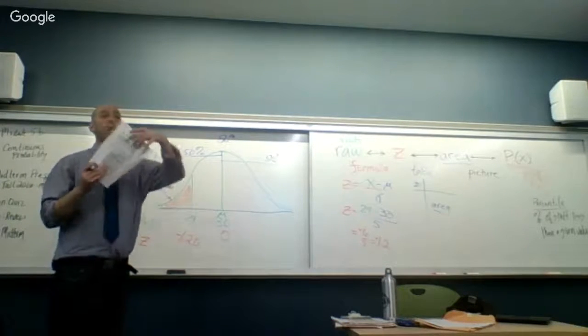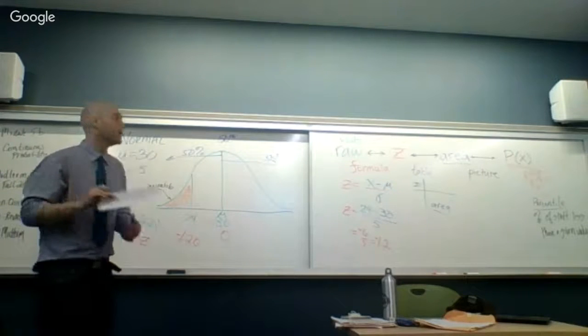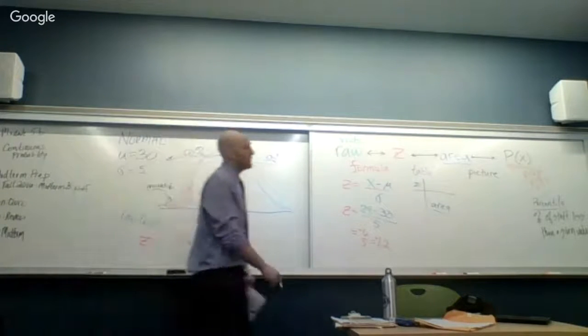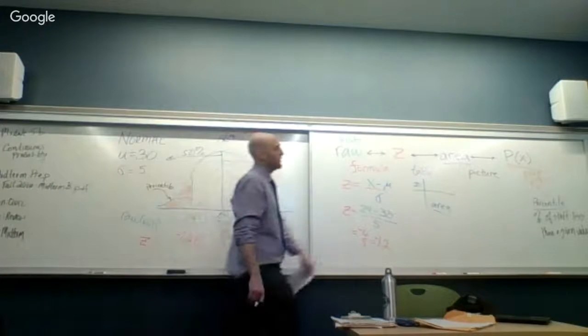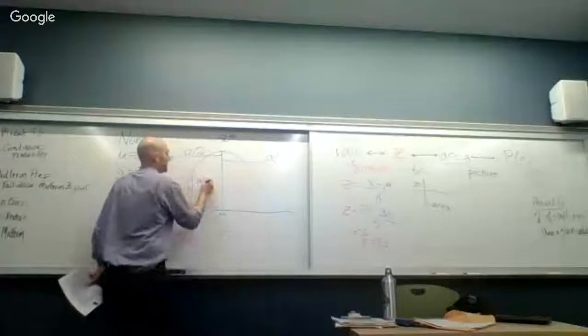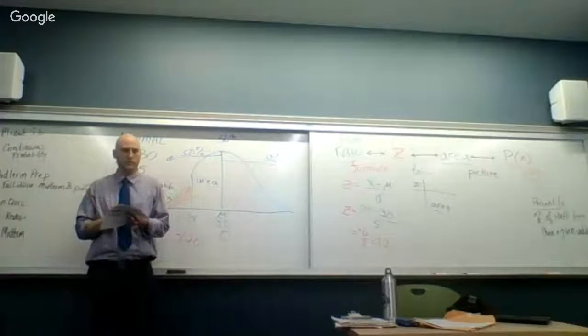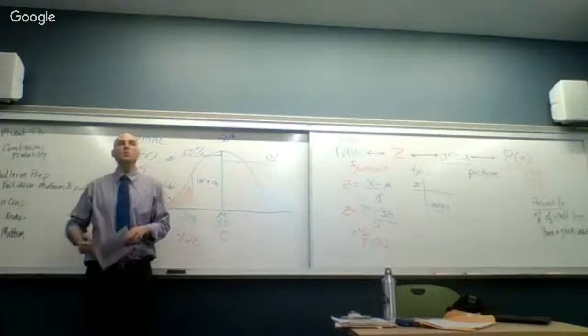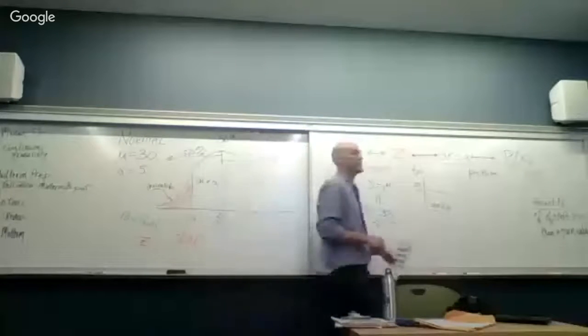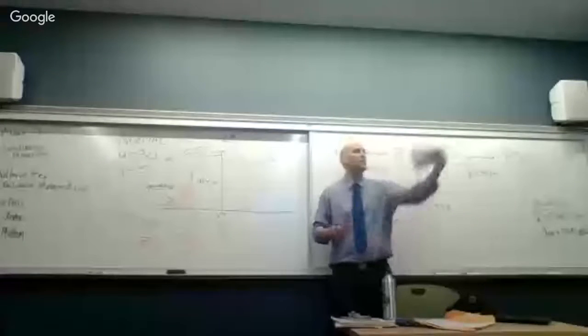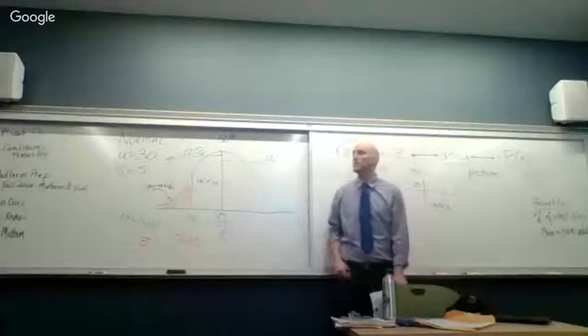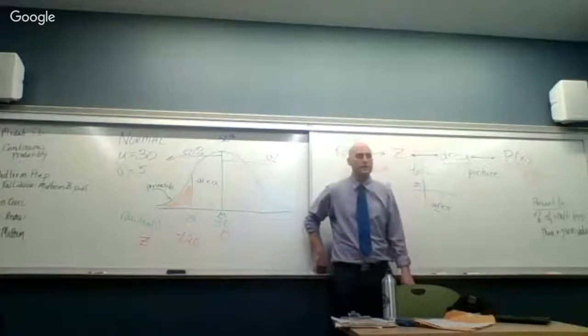Areas go in the middle. 4 digits, area. But not only is area in the middle of your table, area is in the middle of your picture. Your table has 2 parts, an inside and an outside. Your picture has 2 parts, an inside and an outside. On the inside of the table, you find areas. On the inside of the picture, you find areas.